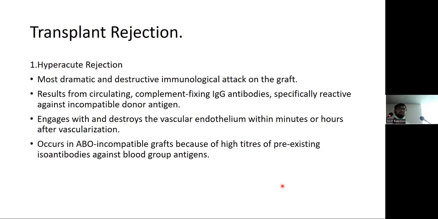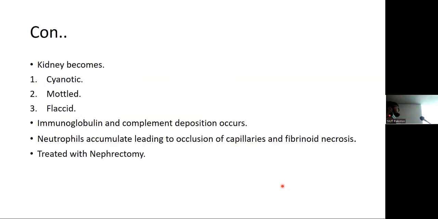Now the hyperacute rejection. Hyperacute rejection is the most dramatic and destructive event, and there is an immunological attack on the graft, resulting from circulating complement-fixing IgG antibodies, especially reactive against incompatible donor antigens. It engages and destroys vascular endothelium within minutes or hours after vascularization. It usually occurs in ABO-incompatible grafts because of a high titer of pre-existing antibodies against donor antigens. And on gross examination, the kidney becomes cyanotic, mottled, and flaccid.